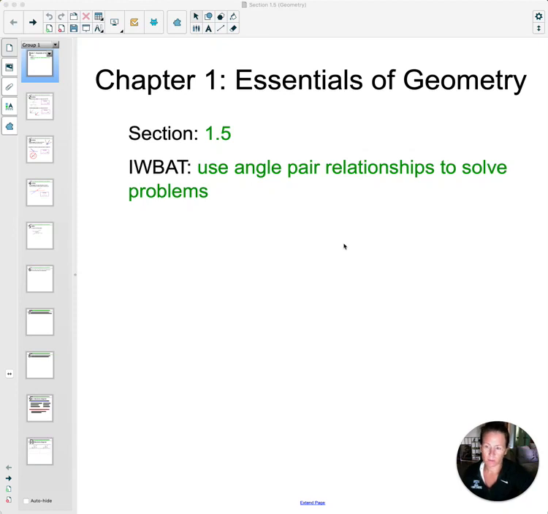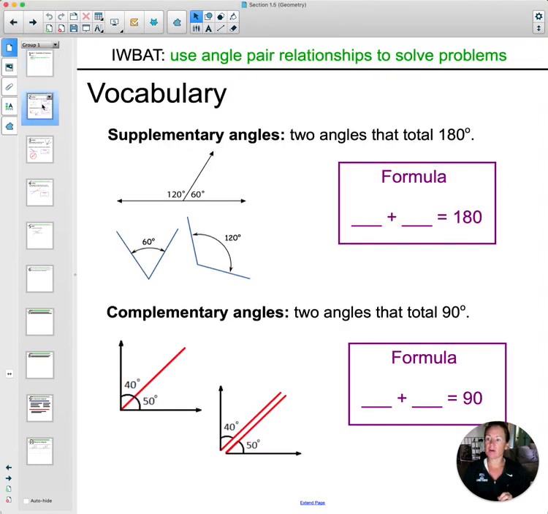In section 1.5, we are going to be talking about angle pair relationships and how to solve problems with them. There are 5 specific angle pairs that we are going to talk about. The first 2 I want to talk about are supplementary and complementary angles. Now remember, I'm talking about pairs of angles. So all of these are going to be 2 angles and 2 angles only. So not 1, not 3, 2.